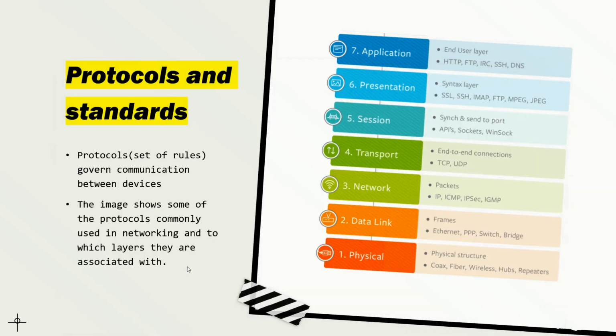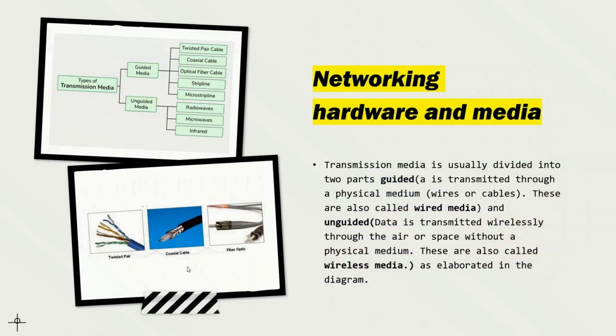Okay, and then the networking hardware and media. So this is the physical layer, layer one. So the transmission media, as you can see in this image, is broken down into two: guided media and unguided. Guided media is wired media, while unguided is wireless media.